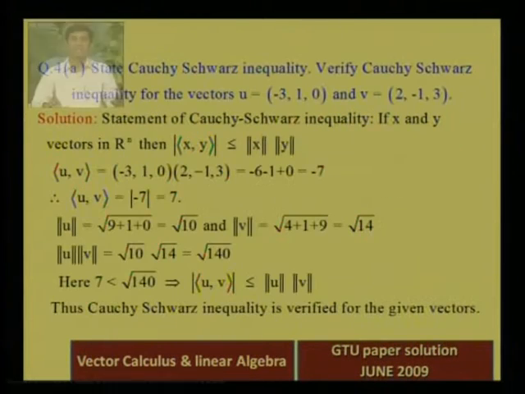Okay, so next question. Question 4a: state the Cauchy-Schwarz inequality and verify the Cauchy-Schwarz inequality for the vectors u equal to (-3, 1, 0) and v equal to (2, -1, 3).